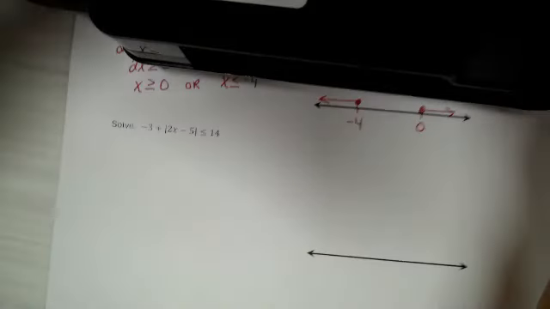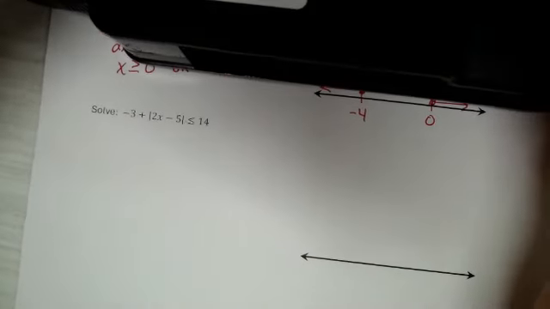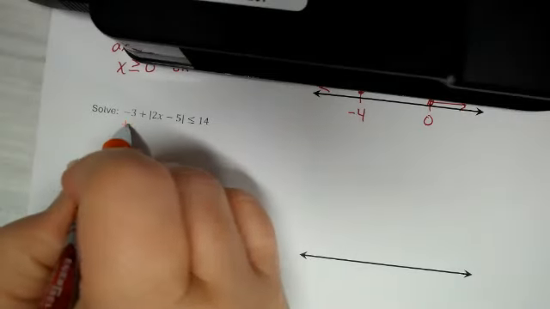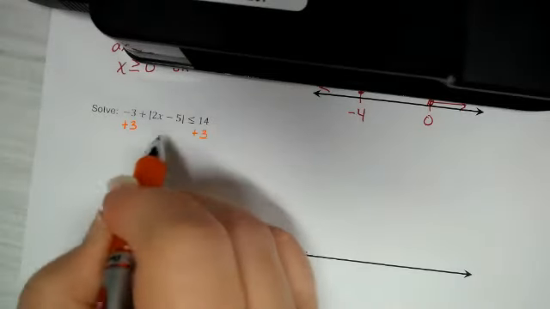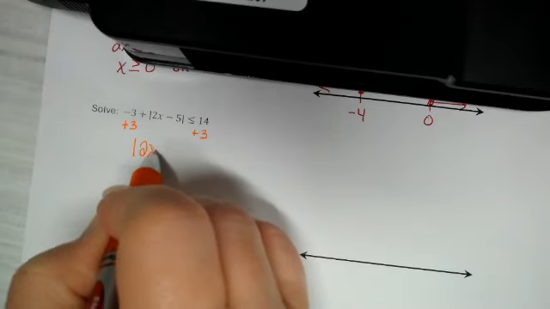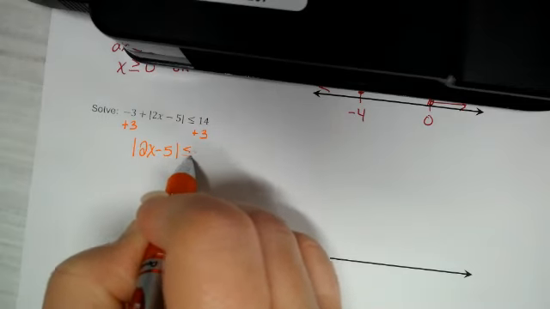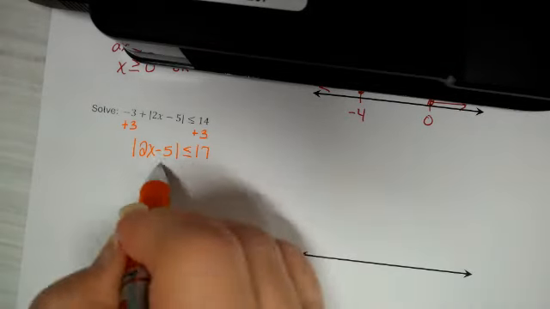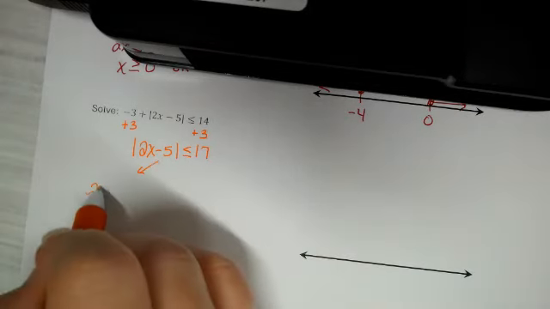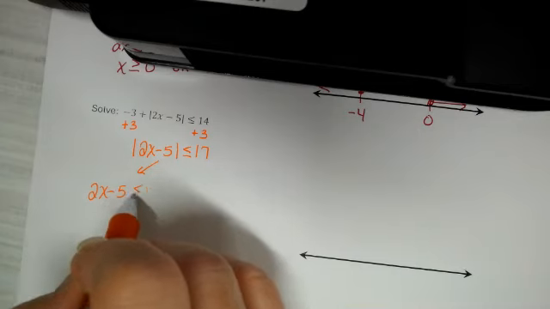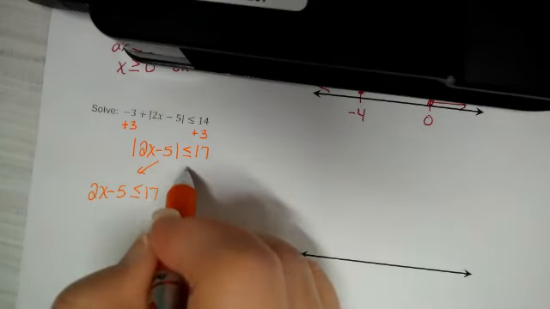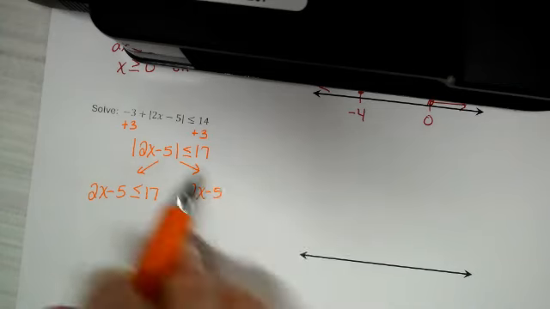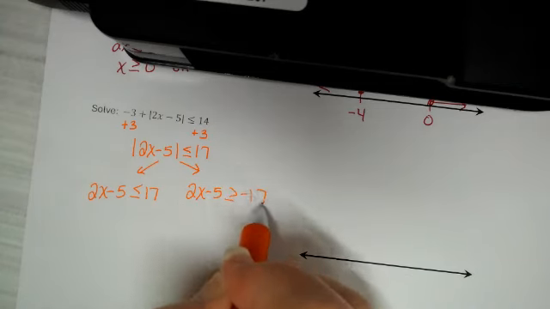All right, the next one. So once again, the -3 is not in the bars, so we're going to add 3 to both sides. So I get absolute 2x minus 5 is less than or equal to 17. Now I write my two inequalities. The first one is identical to this without the bars. The second one, you still keep 2x minus 5, flip the sign, and make it negative.